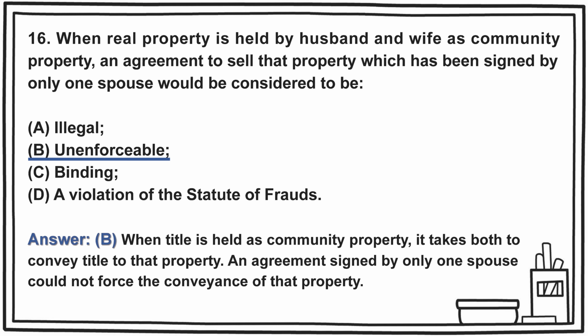Answer: B. When title is held as community property, it takes both to convey title to that property. An agreement signed by only one spouse could not force the conveyance of that property.